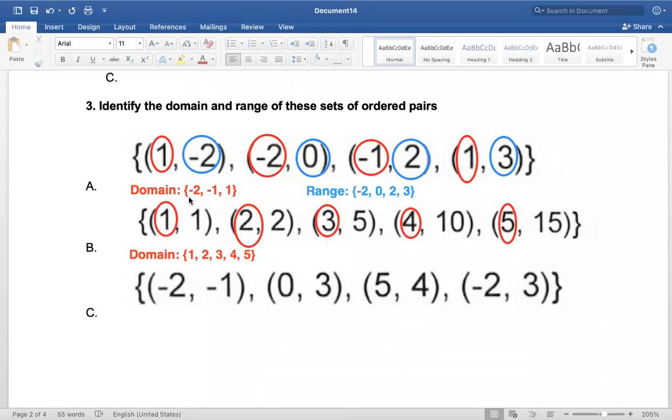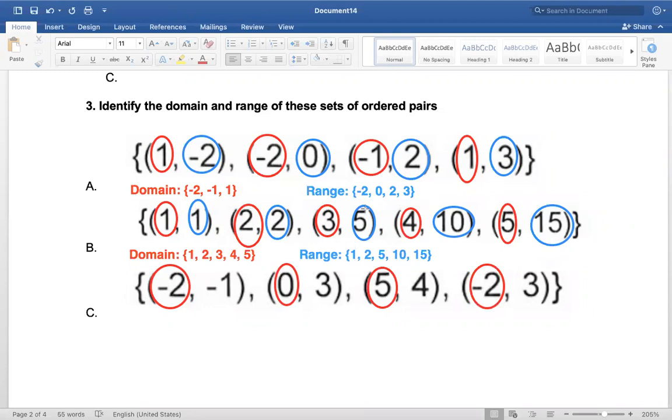For range, we have 1, 2, 5, 10, 15. Again, already in order with no repeats. Last one in this section: -2, 0, 5, -2. It was almost in order, and then it went back in the end, but it doesn't matter because the last -2 was a repeat, so we don't even have to worry about it.